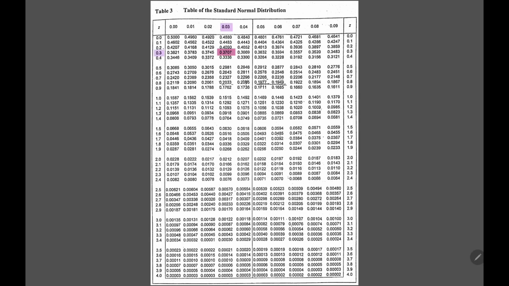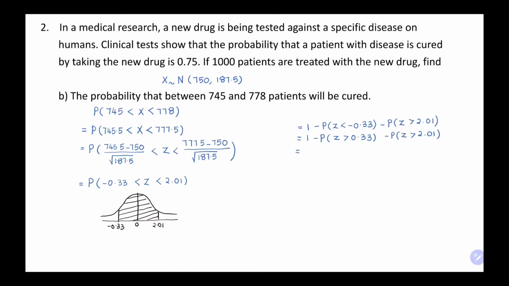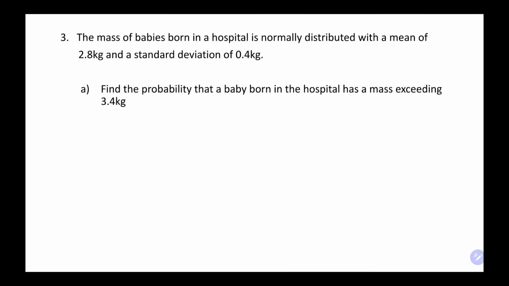Then we check the table for 0.33 and 2.01. We find 0.33, so we have 0.3707, and we find 2.01, so we have 0.0222. We put the answer here, 1 minus 0.3707 minus 0.0222. Then we solve, we get the answer 0.6071.